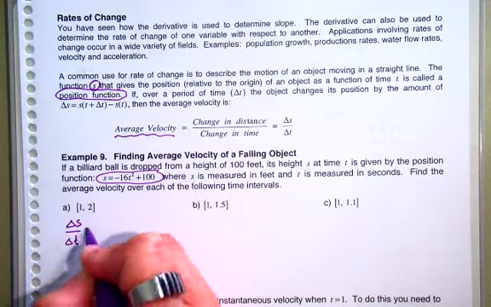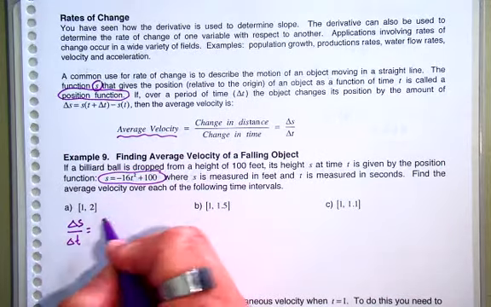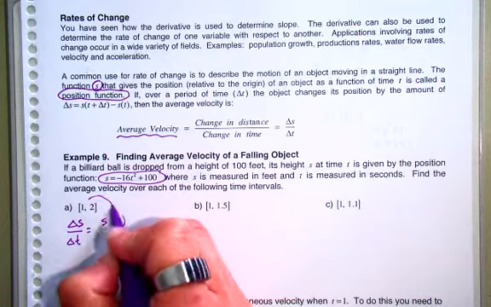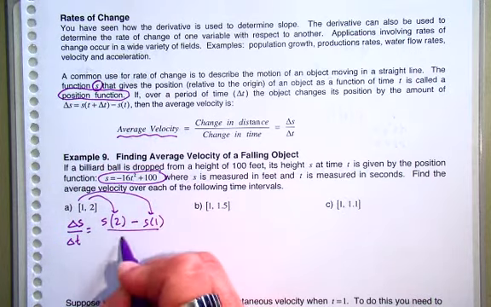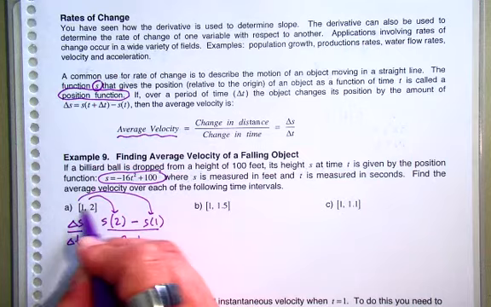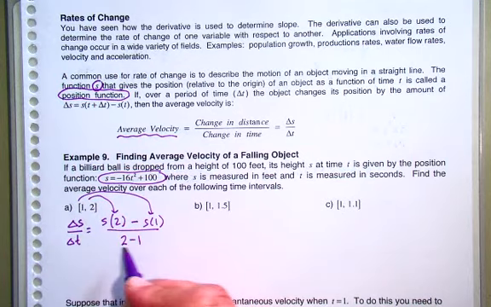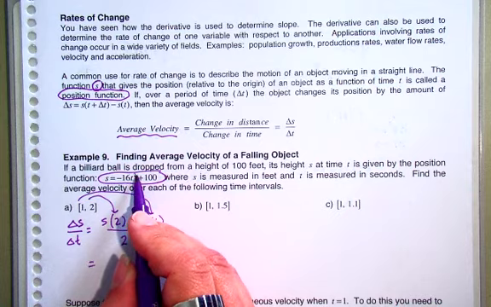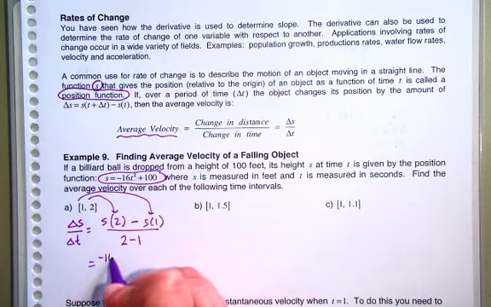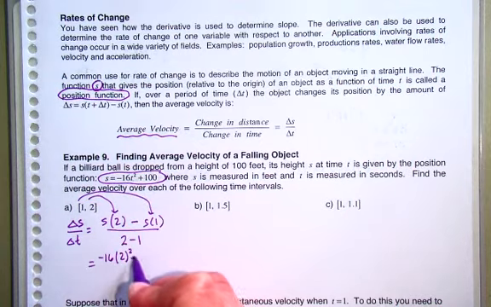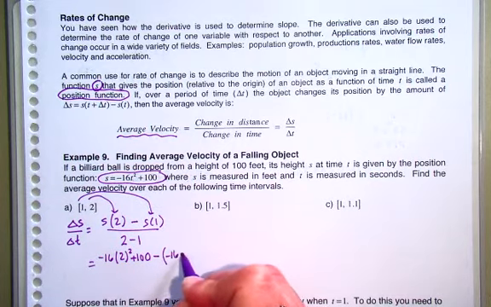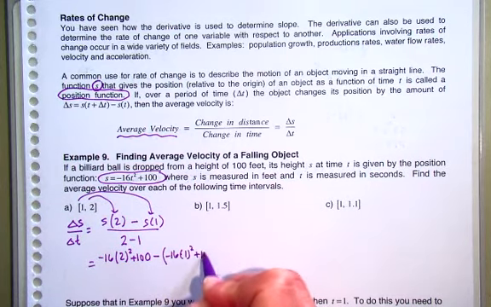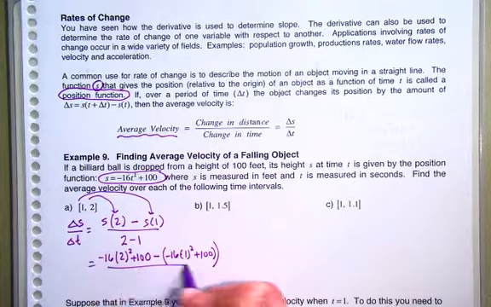So delta s is just s of 2, plug in this number, minus s of 1, over delta t, which is just the change in time. That's 2 minus 1, right? So what is s of 2? Well, I have to plug it into my function up here. So that's negative 16 times 2 squared plus 100, minus negative 16 times 1 squared plus 100, all over 1.